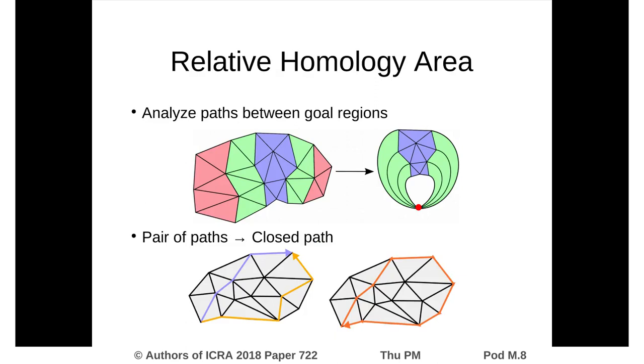In our work, we focus on analyzing paths between designated goal regions. By collapsing these goal regions to a single point, we reduce the problem to that of analyzing only paths that share both an origin and a goal. Subsequently, since all pairs of paths now share both an origin and a goal, for each pair we can concatenate the first path with the reverse of the second path to form a loop.